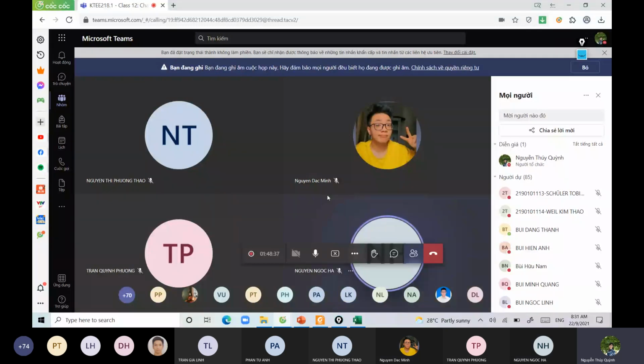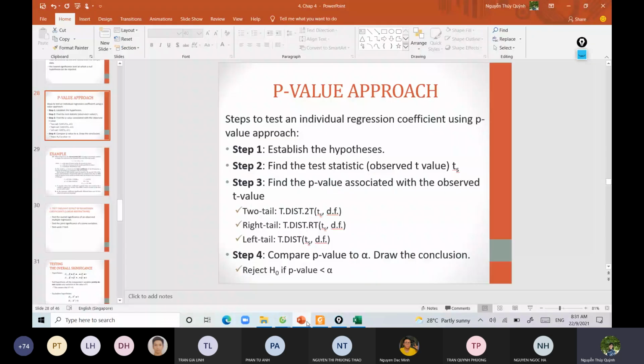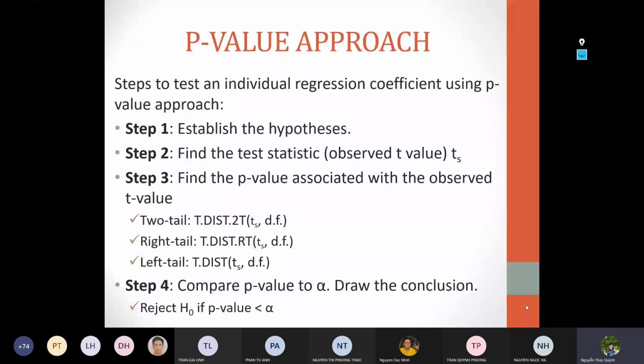So let's continue our lecture. We have just done with the test of significance approach. We still have one more approach to test for an individual regression coefficient, that is the p-value approach. So, what is p-value?